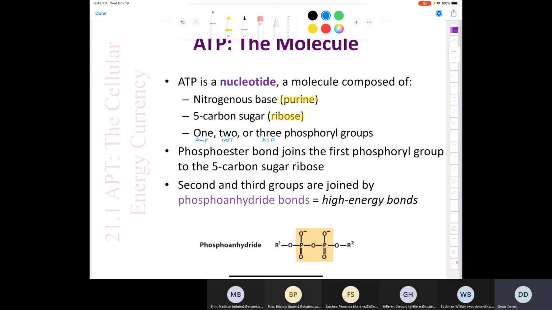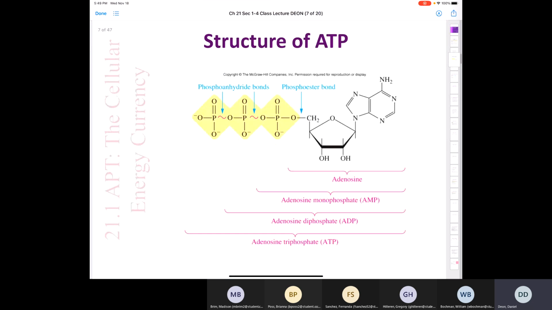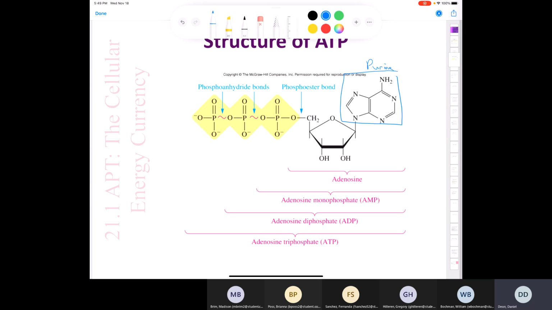Now I'm going to skip ahead to the next slide, which has the structure of ATP. Here's our nitrogenous base, right? This is our purine right here. And then this is our ribose. So that's our 5-carbon sugar.